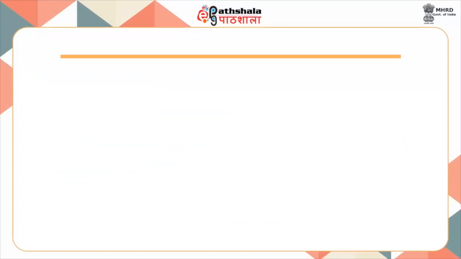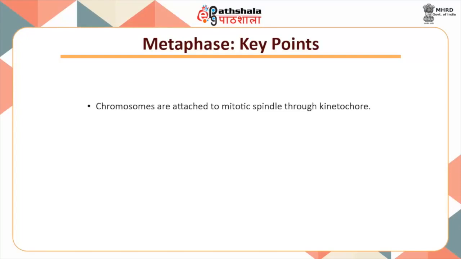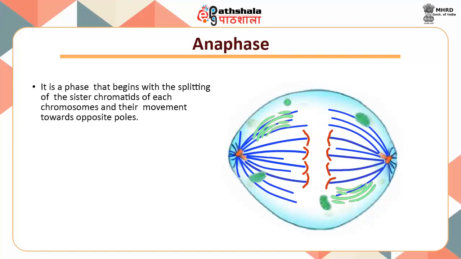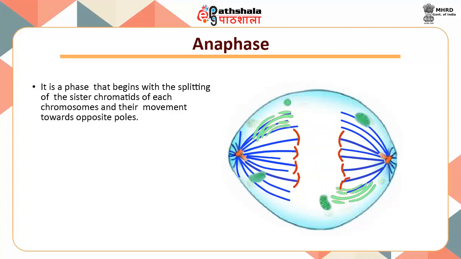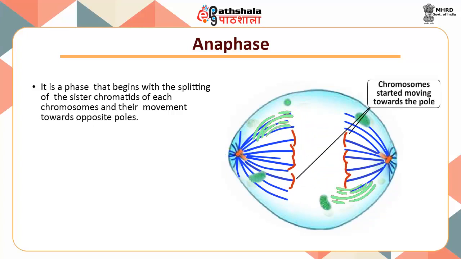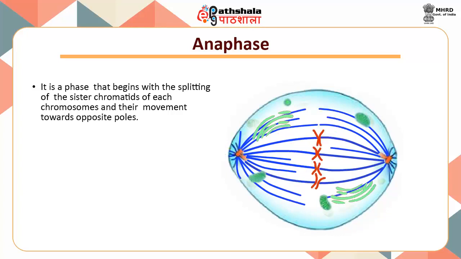Let's quickly revise major events during metaphase. During metaphase, chromosomal attachment to the mitotic spindle is established through the kinetochore, and chromosomes are aligned along the metaphase plate at the equator of the cell. You can clearly see these changes in the given figure. Now, after alignment of the chromosomes along the equator, these chromosomes are ready to separate towards the opposite poles by the splitting of sister chromatids of each chromosome. This phase is known as anaphase.